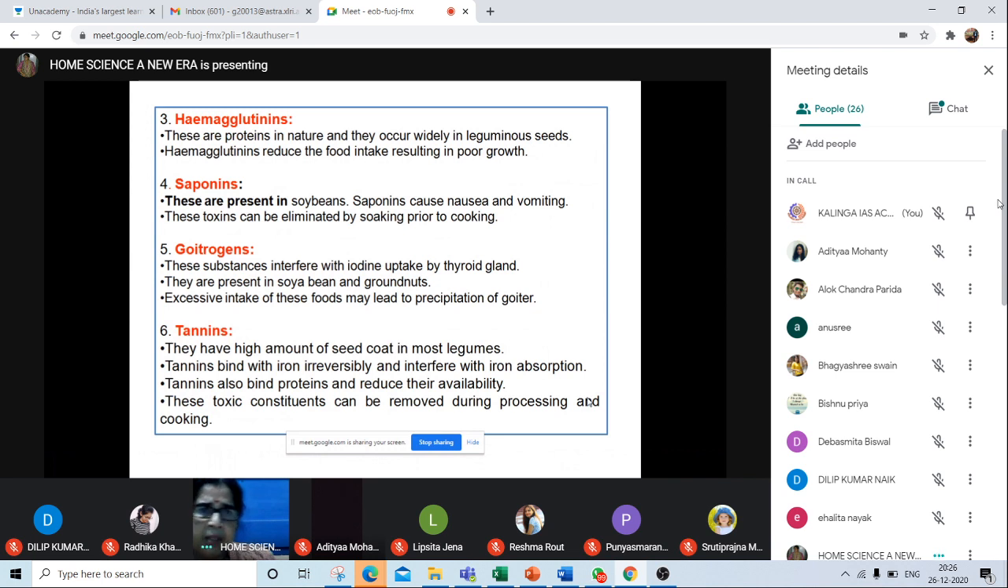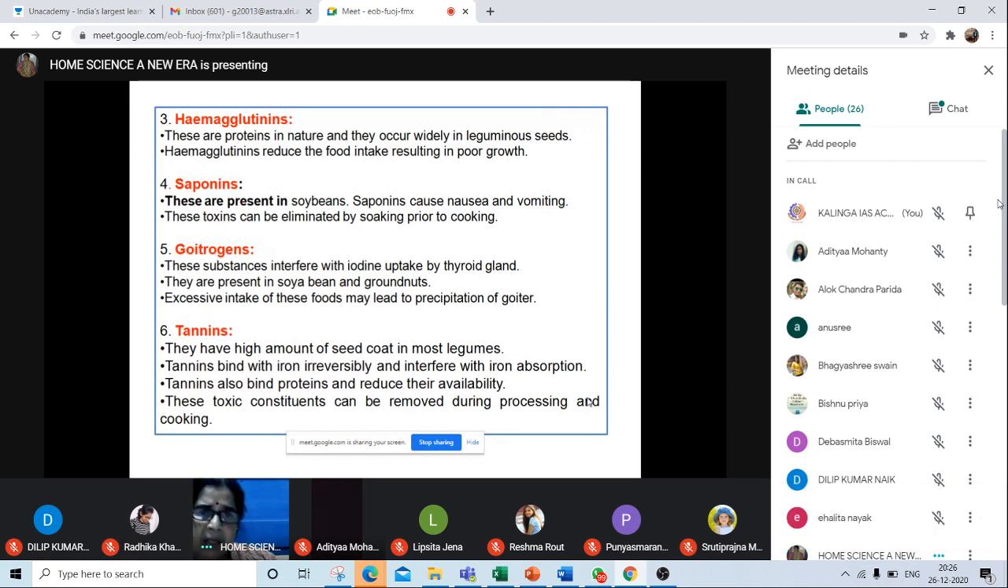Then another one is your saponins. These are present in the soybeans. This causes nausea and vomiting. And this toxin can be eliminated by soaking prior to cooking. So, if I am a meal maker, I can put water in the food. If I am a warm water, I can boil it. We use that meal maker.